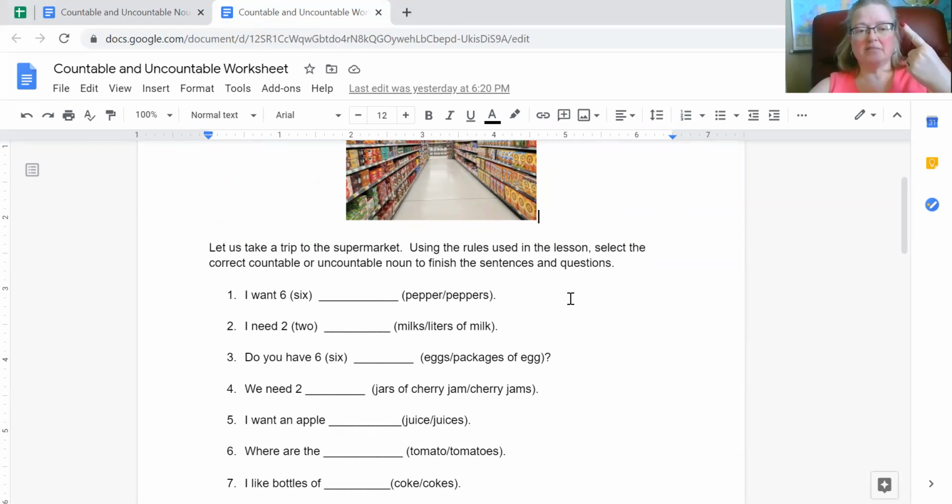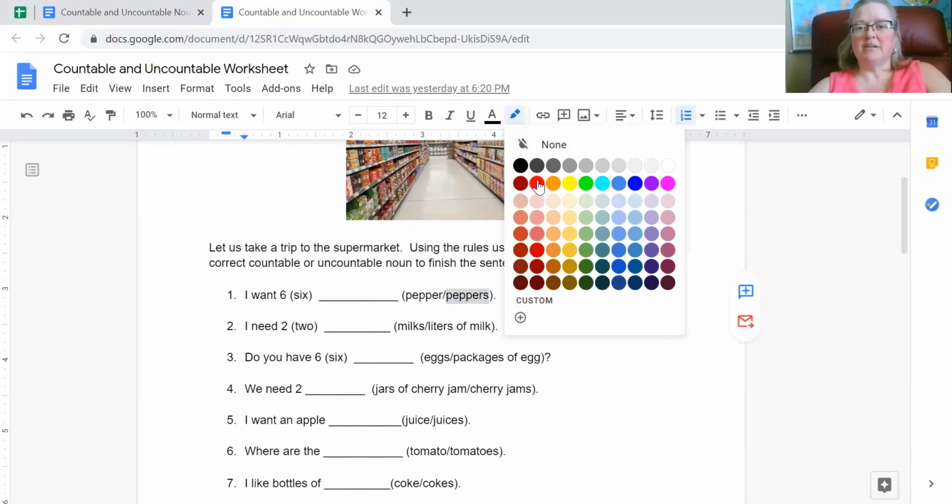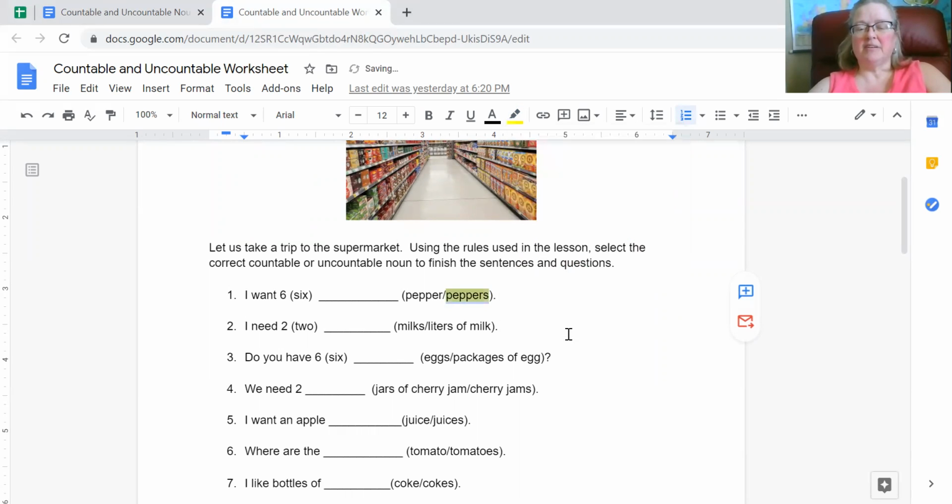Question 1. I want 6 pepper or peppers? I heard someone say peppers. You're right. Peppers is the right answer. Peppers.